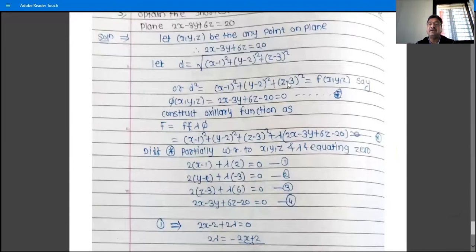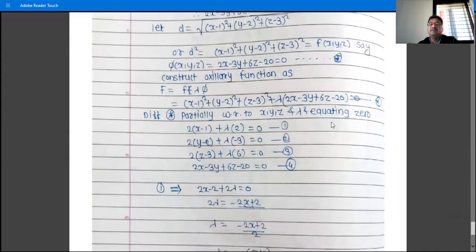So we denote this function by f(x, y, z). That is, we have to find the minimum value of this function f(x, y, z). And the condition is phi(x, y, z) = 2x - 3y + 6z - 20 = 0. Then we construct the auxiliary function capital F = small f + lambda times phi, and differentiate partially with respect to x, y, z, lambda, and equate with 0.